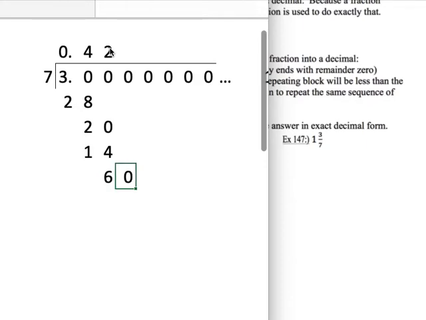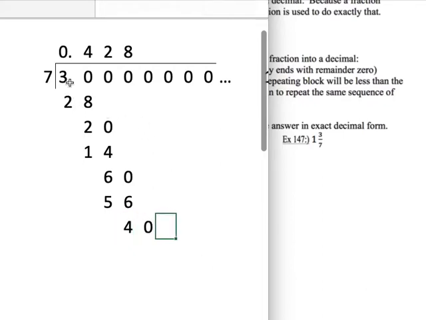So 7 goes into 60. Well, 7 times 9 is 63. It doesn't go in 9 times. It's going to be 7 times 8, which is 56. And 60 minus 56 is 4. I don't see any repeats yet.